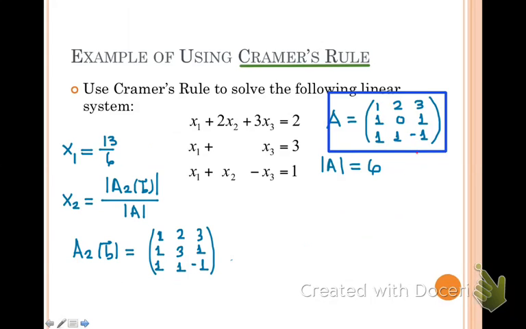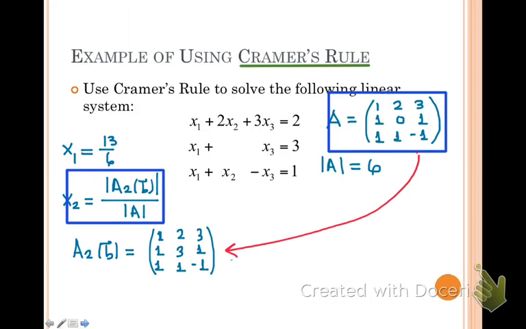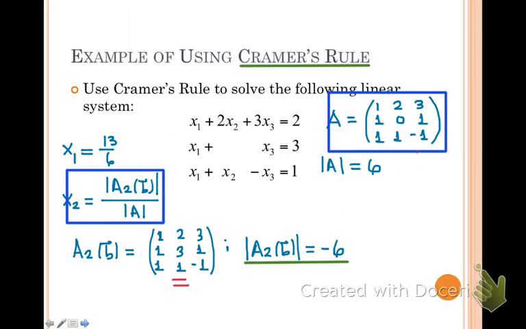To find x2 in our solution, we need to find the determinant of A2B divided by the determinant of A. So A2B is simply, again, the matrix A, but in A we've replaced now the second column of A with the vector B. If you find the determinant of A2B, then you'll find that the value is -6. So now we know that x2 is equal to the determinant of A2B, which is -6, divided by the determinant of A, which gives us an answer of -1.